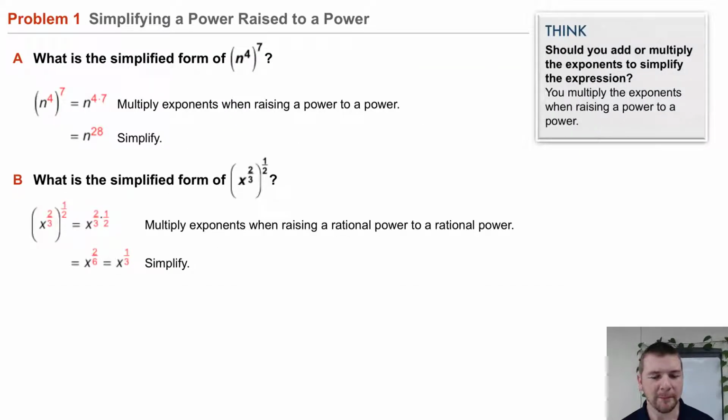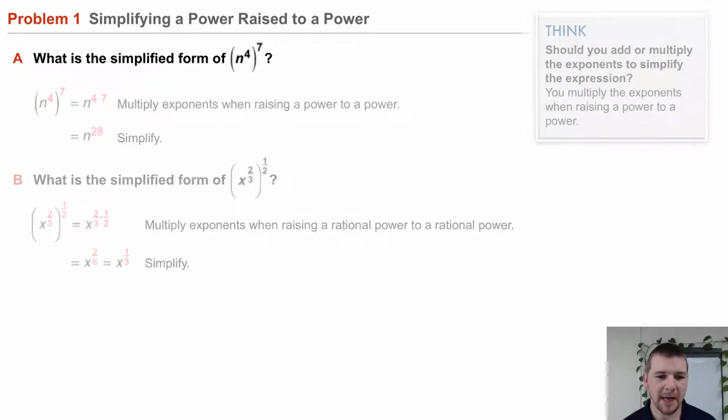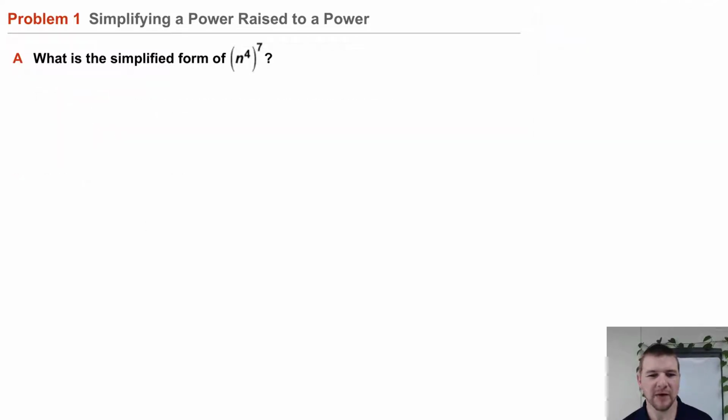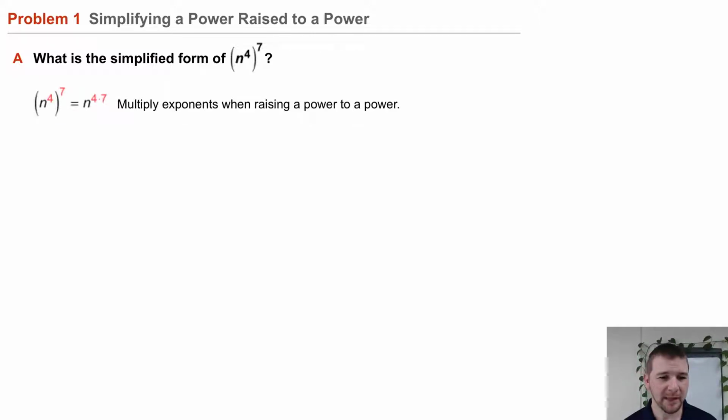This brings us to problem 1, simplifying a power raised to a power. Part A asks, what is the simplified form of n to the 4th to the 7th? Well, we know to multiply the exponents because we have a power raised to a power, so that simplifies to n to the 28th power.